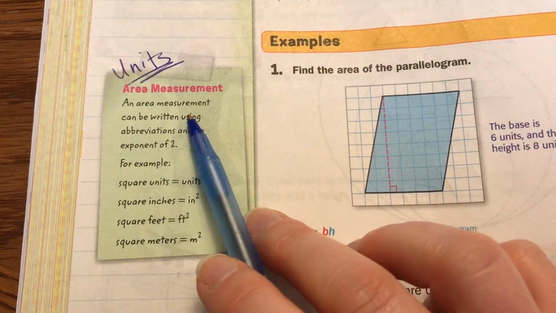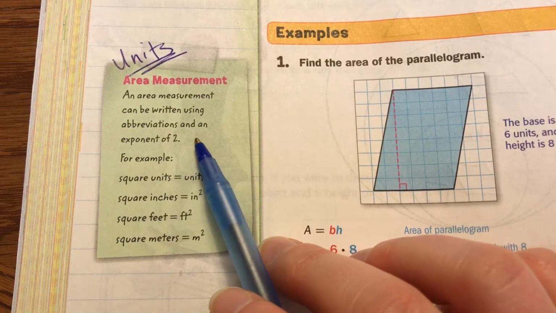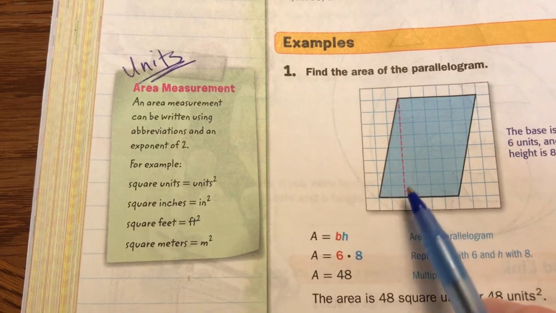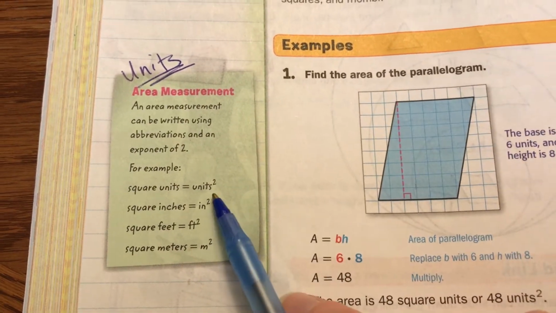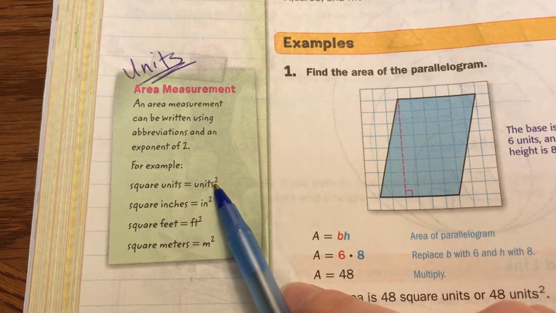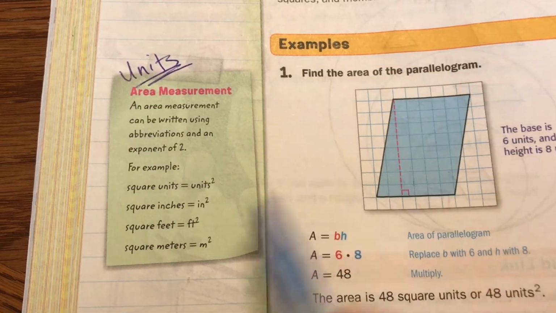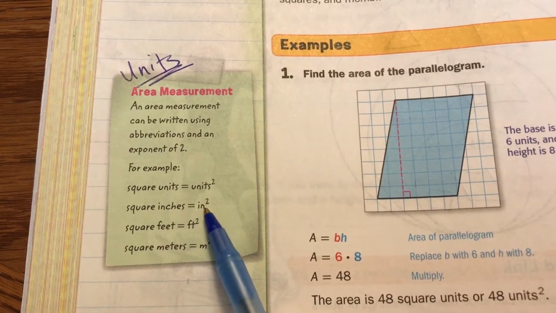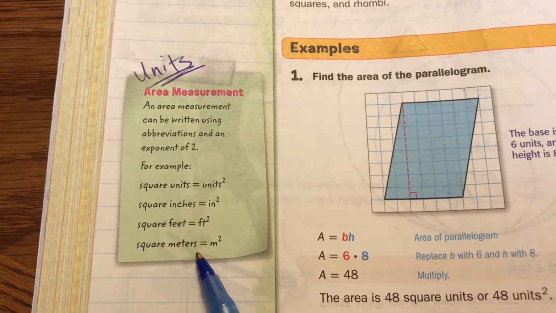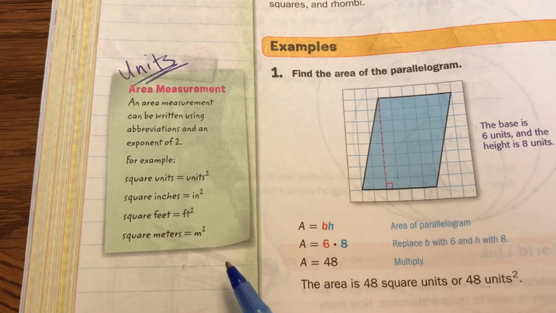So it says an area measurement can be written using abbreviations and an exponent of 2. For example, if it's just units times units, then it's units to the power of 2, or units squared, or square units. If it's inches times inches, then it's square inches. If it's feet times feet, square feet. And if it's meters times meters, it's square meters. Or if it's centimeters times centimeters, it's square centimeters.